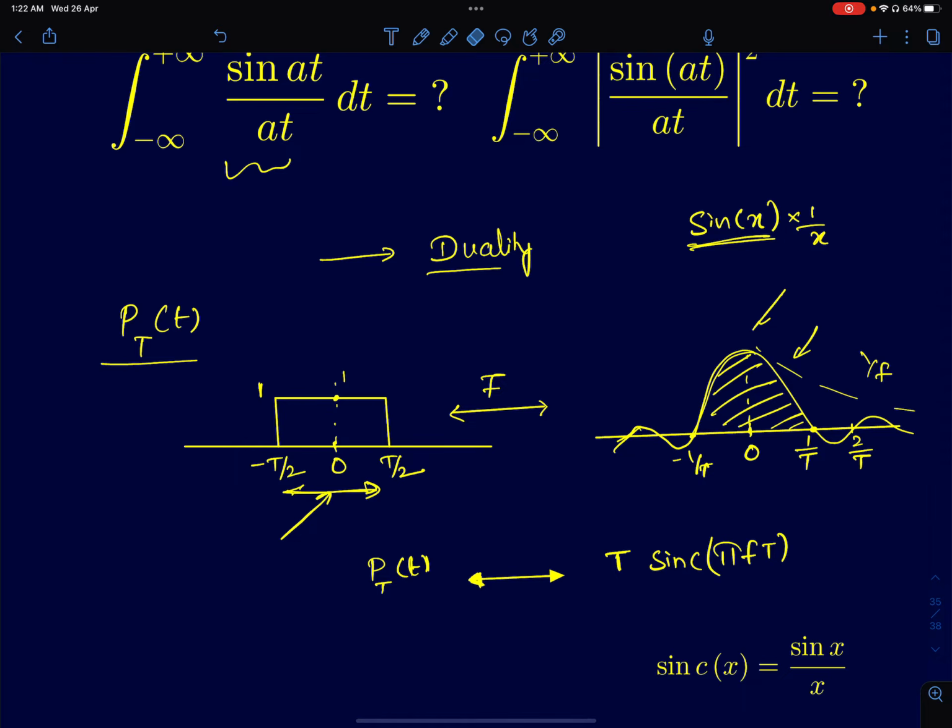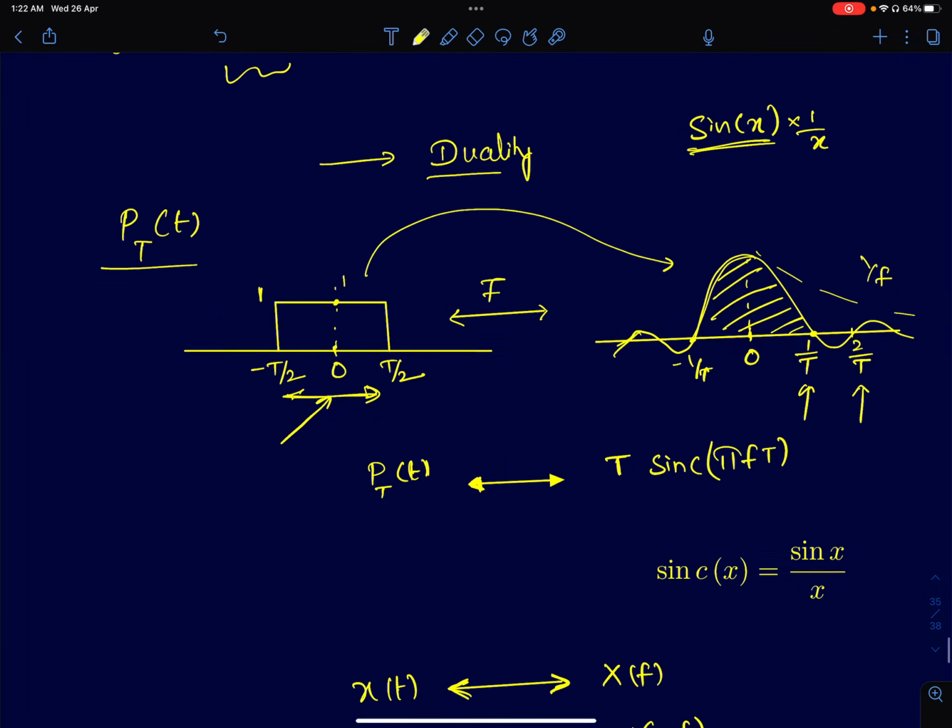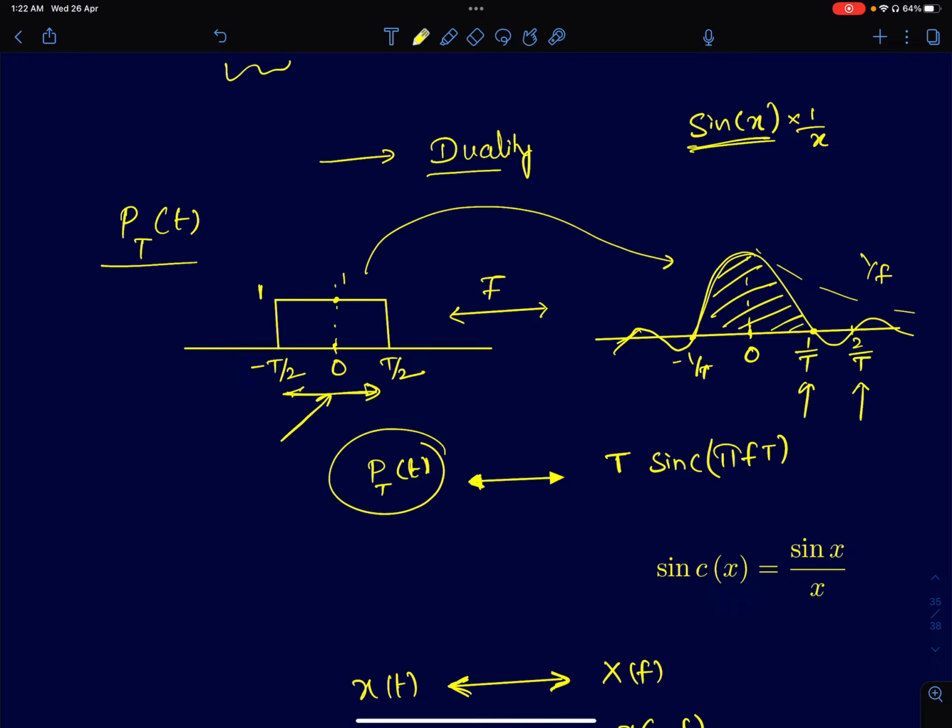So right now our focus is not that. Our focus is just to think a pulse function is going to have a Fourier transform which will look like a sinc function, and the zeros of the sinc function will be at integral multiples of 1 by T. The exact function for the Fourier transform of a pulse function is T sinc(pi f T), where sinc of x is defined as sin x by x.